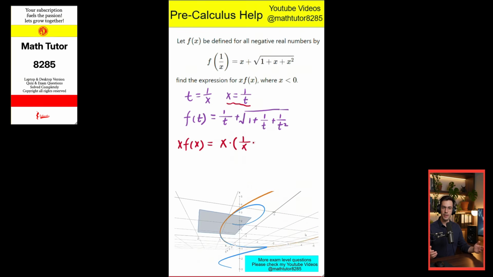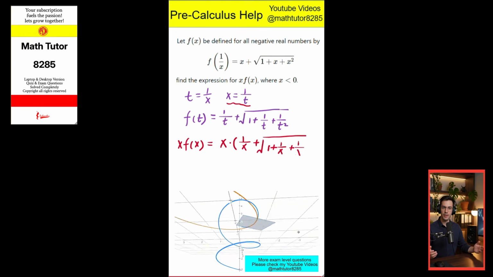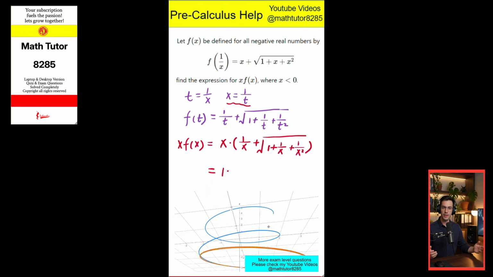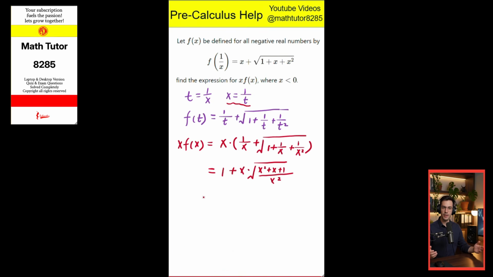Then, look at the second term, x times the square root of 1 plus 1 over x plus 1 over x squared. We can write that inside the square root as a single fraction. The numerator is x squared plus x plus 1, and the denominator is x squared. So the square root becomes the square root of that full fraction. Now, multiply x by that expression. You get x times the square root of the fraction whose numerator is x squared plus x plus 1, and whose denominator is x squared.